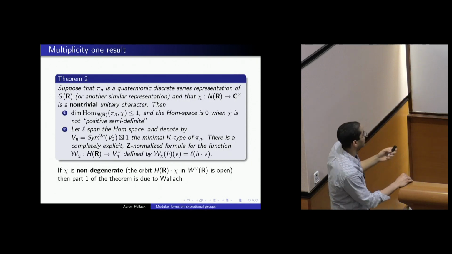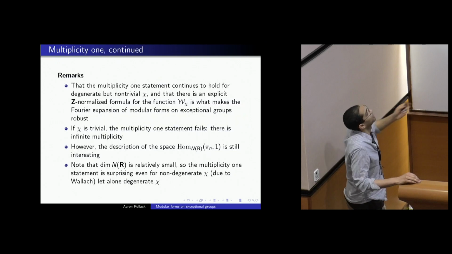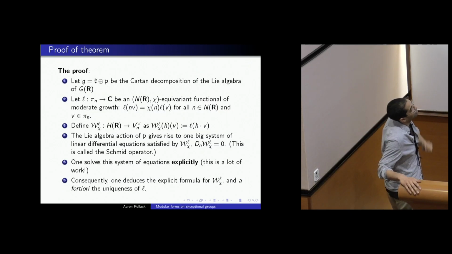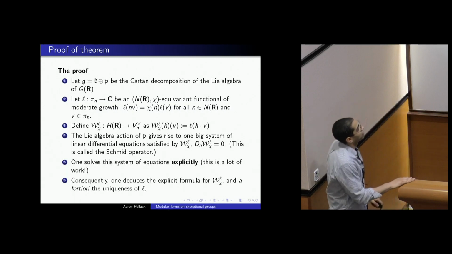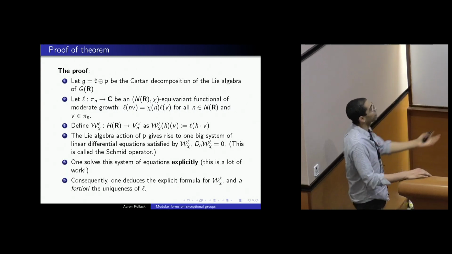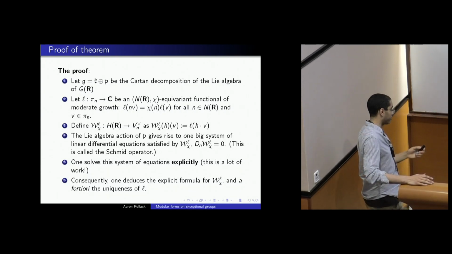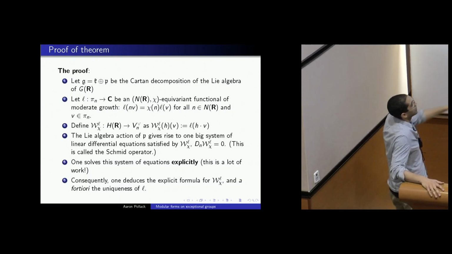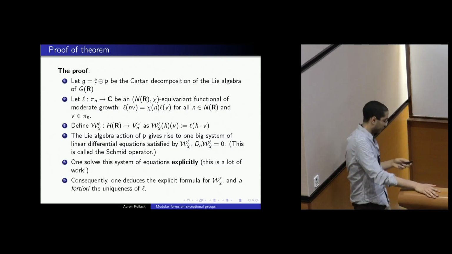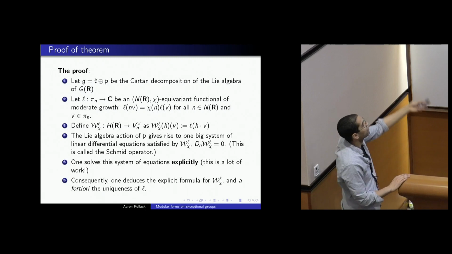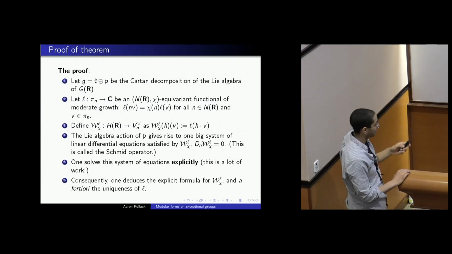It's like a two-dimensional space algebraically. Okay, so there's a complex line of moderate growth functionals. And then from the fact that you've solved this system of equations explicitly, and it's just one moderate growth solution, you deduce the uniqueness of the functional. Okay, so the main theorem is really the explicit form of this function W chi, but it's easier to say it representation theoretically first. Okay.